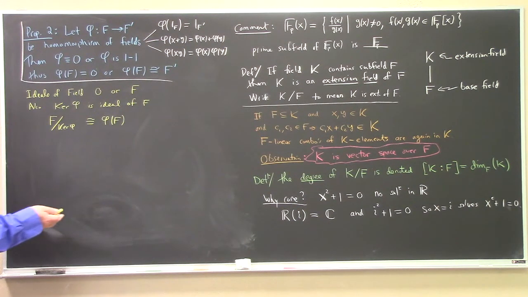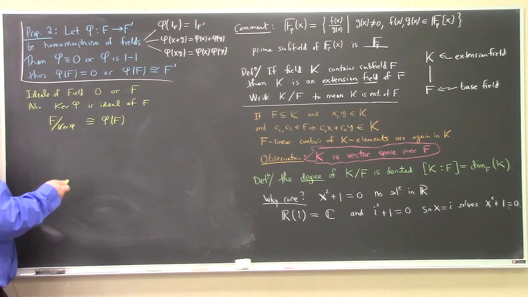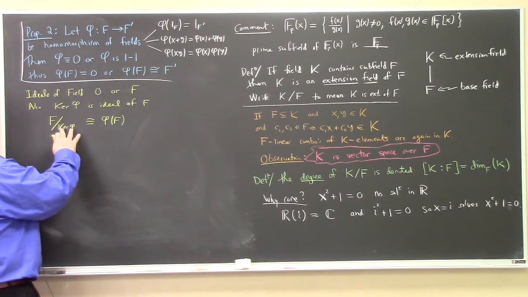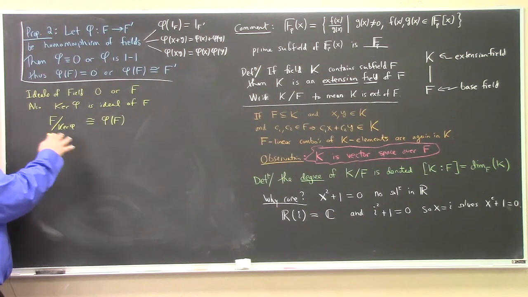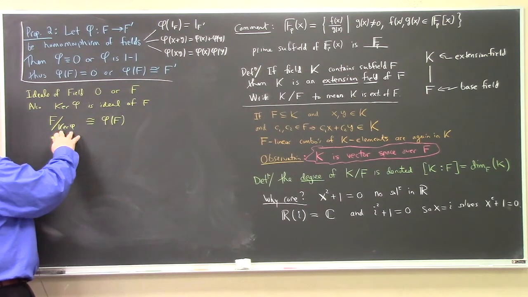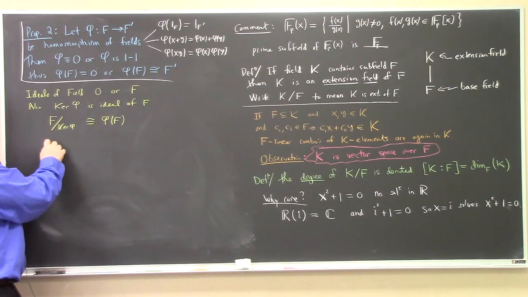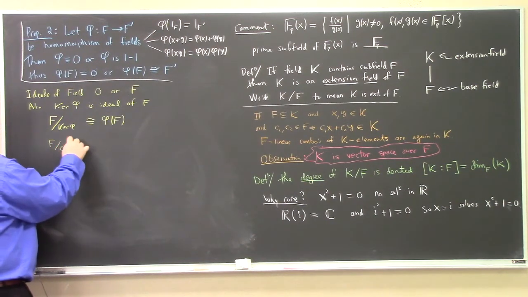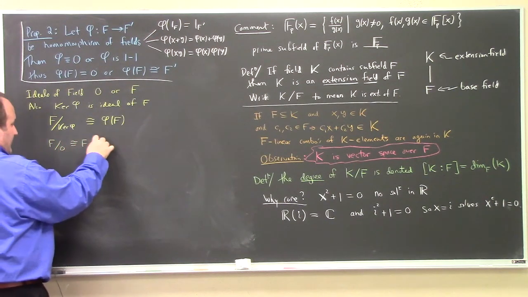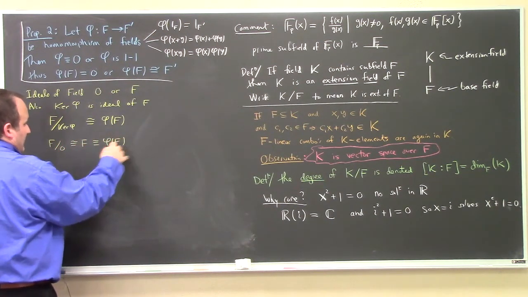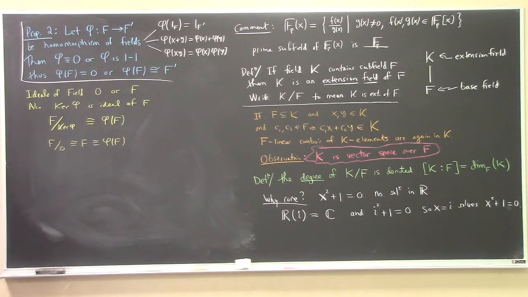If the kernel is 0, then that means F mod 0 is isomorphic to F, right? Which is isomorphic to then phi of F. So if the homomorphism is non-zero, then it must be that the kernel is 0. Yeah. Would that mean it just has one element in the field?